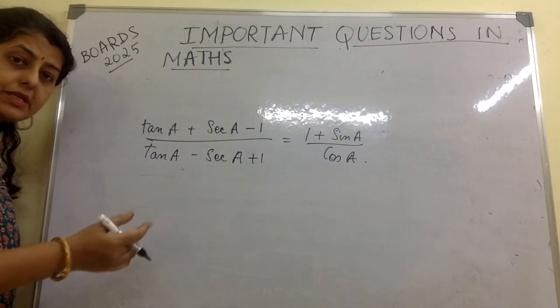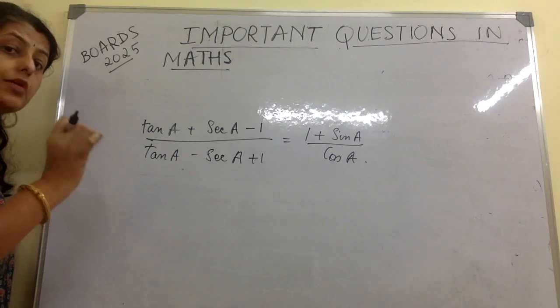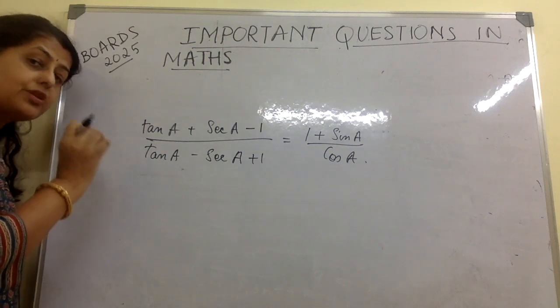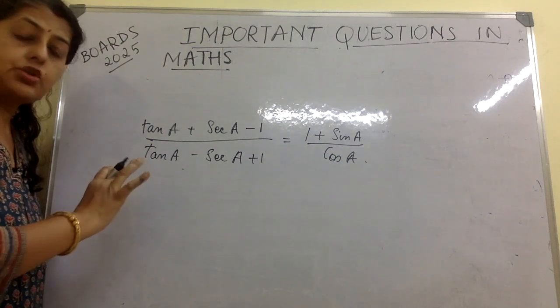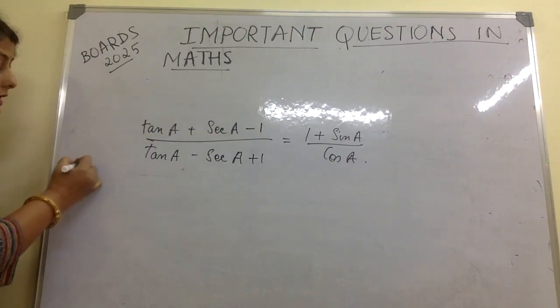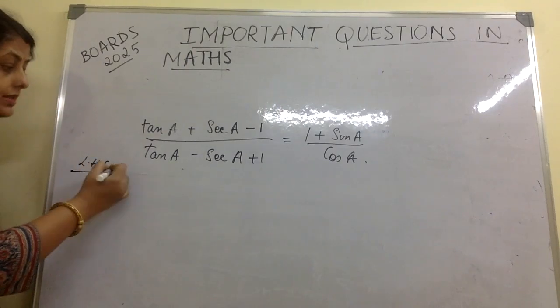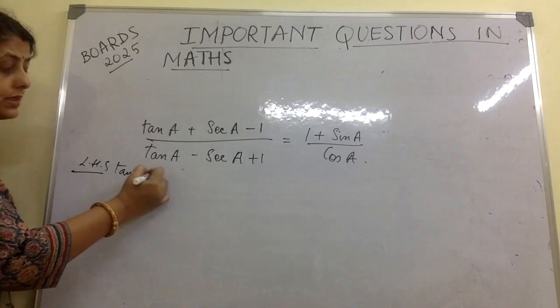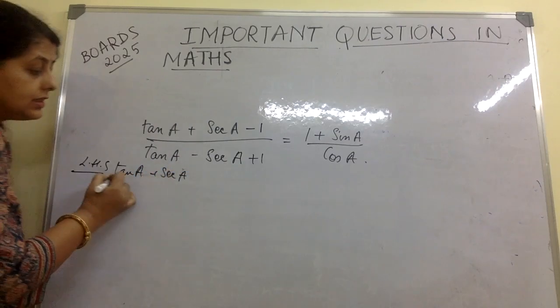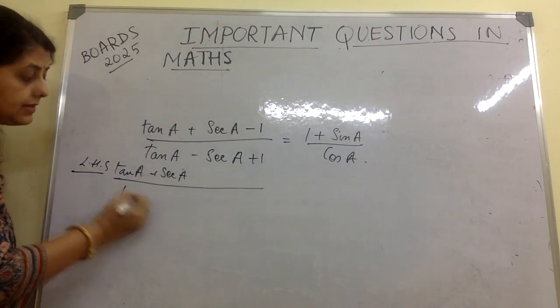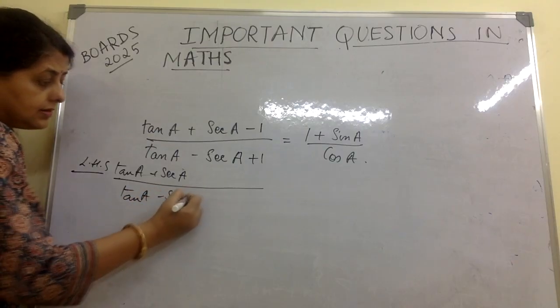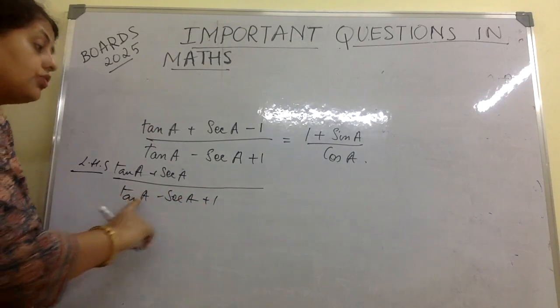The next question, from identities, is a very important question. Watch, and this is one sum you have to remember, because you can't do it in the examination all by yourself. So here on the LHS there is a trick in this question. Tan A plus sec A in the numerator, and the denominator gets copied just like that: tan A minus sec A plus 1. Don't work on the denominator.